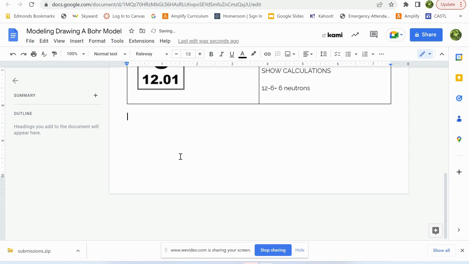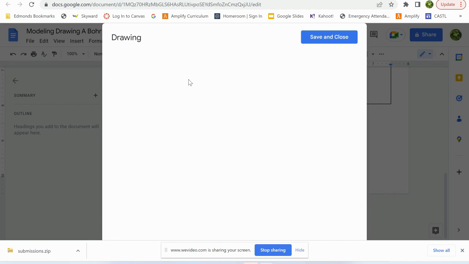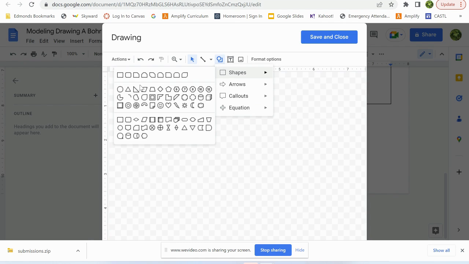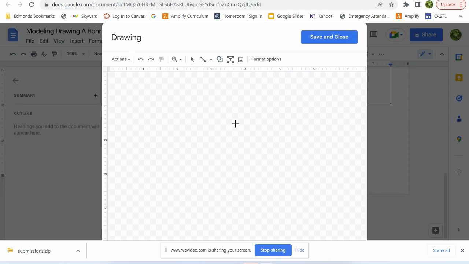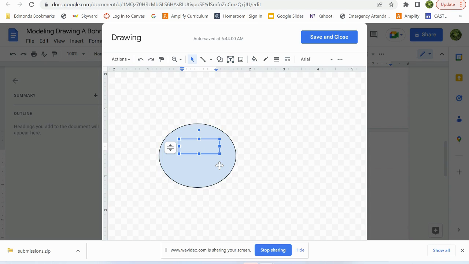I'm going to open a drawing, and insert a drawing. All right, so let's start with the center of the atom. Let's start with drawing a circle. And what goes in here? What goes in the center is the protons and the neutrons. This is called the nucleus.